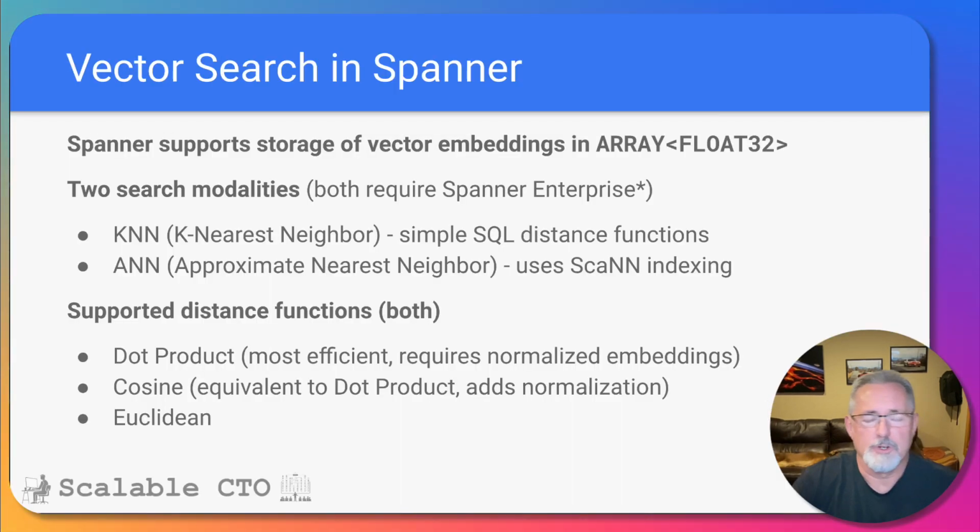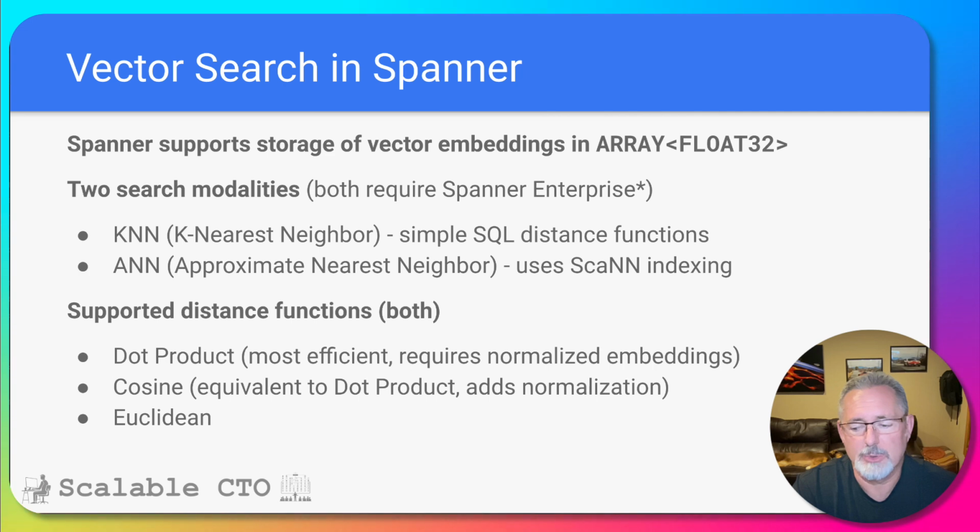So the first thing is you can store embeddings in SQL tables in Spanner. You can use this array of float32 type to store embeddings that you get back from their ML models. And then you can search those embeddings using two different modalities, both of which require that you have the Spanner Enterprise, which is the middle tier of Spanner, sort of. I'll give you a workaround for that in a minute.